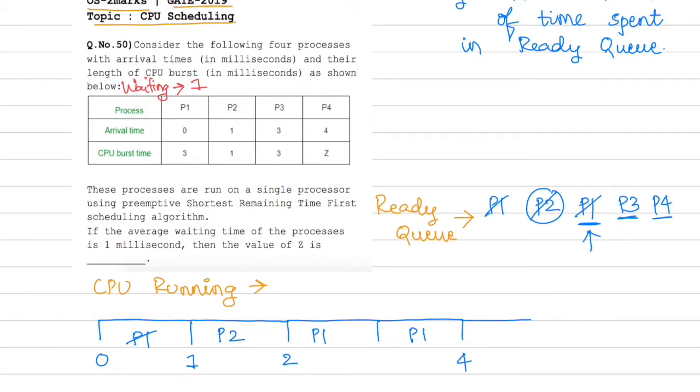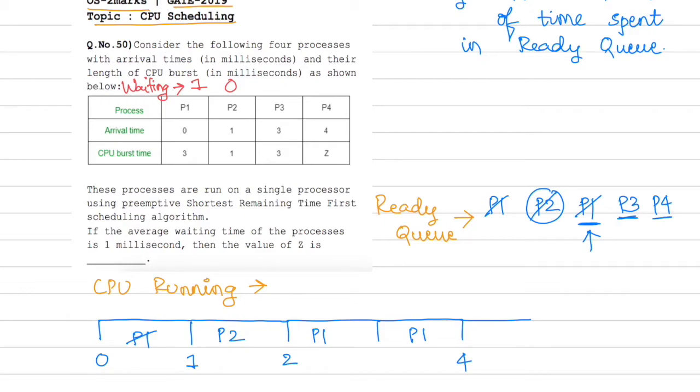Now let's focus on P2. P2 arrived at 1 second. Here it is. P2 arrived at 1 second and immediately got the CPU. And then it immediately terminated because it had only a CPU burst of 1 second. So P2 never spent any time in the ready queue. So P2's waiting time becomes 0. So let me write here 0.